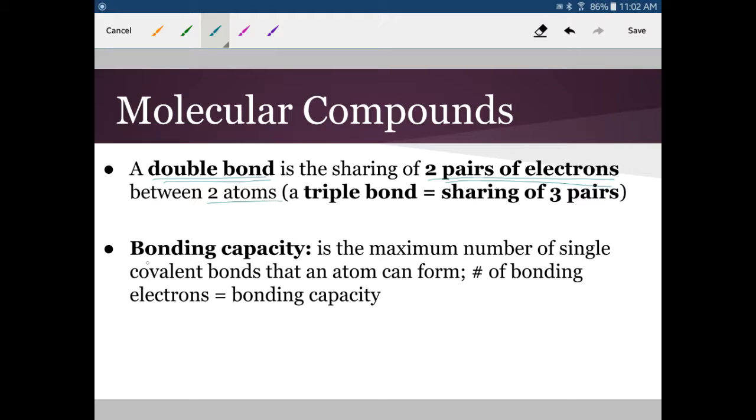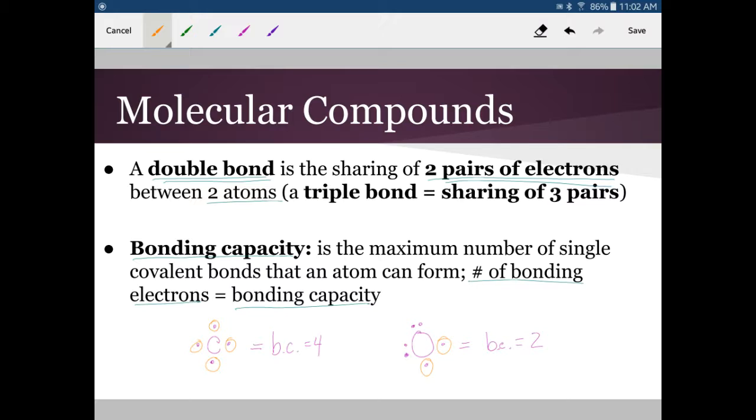Okay? Now, again, we've talked about bonding capacity. This is just a review. Essentially, it's the maximum number of single covalent bonds that an atom can form. So that's the number of bonding electrons, which is equal to your bonding capacity. If we look at something like carbon, carbon has 4 valence electrons, so bonding capacity equals 4. If we look at something like oxygen, we have 1, 2, 3, 4, 5, 6 valence electrons, which means that our bonding capacity equals 2. Notice your bonding capacity is dependent on the number of bonding electrons that are present on that atom.